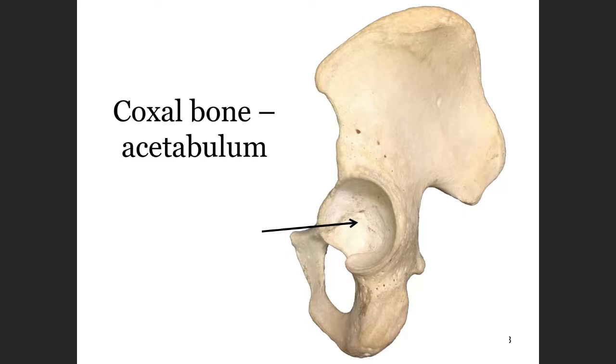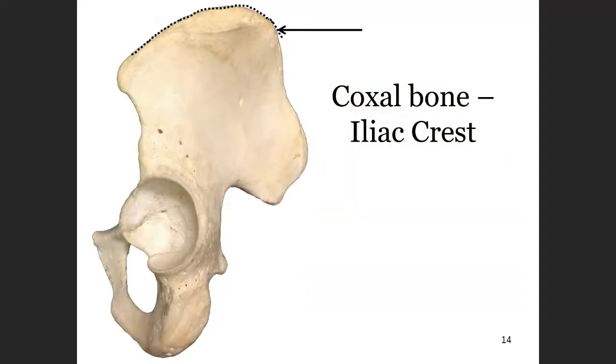Obviously the acetabulum, that's our socket for our ball and socket synovial joint. Up here, this dashed line doesn't go quite so far; it should continue on down to here. Like I said last week, when you put your hands on your hips, you're putting them right on the iliac crest. This is the posterior, this is the anterior.